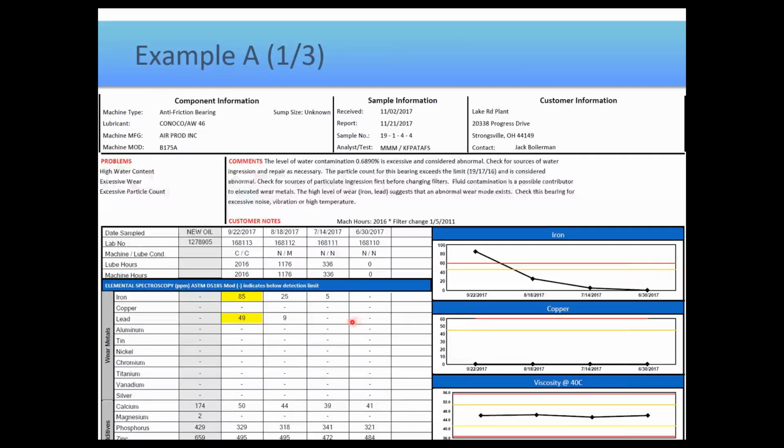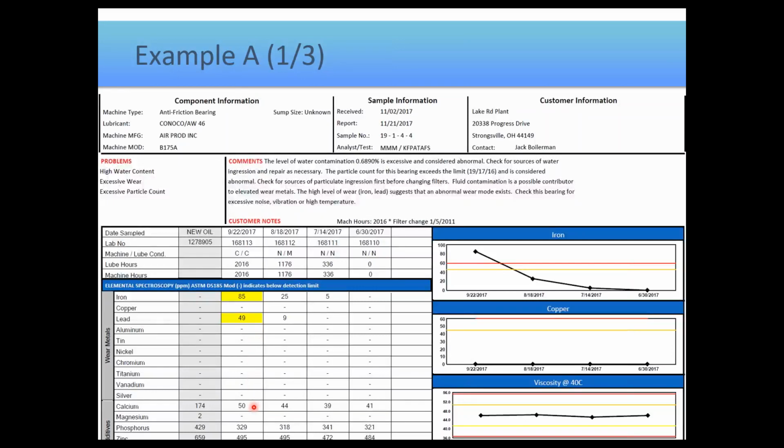The next number that looks abnormal is this lead value. Again, look at the trend. Very, very low, 9, jumps up to 49. That's an abnormal number. So I say I don't like this lead value. Well, is it a cause or an effect? Again, it's a wear metal. It's an effect.